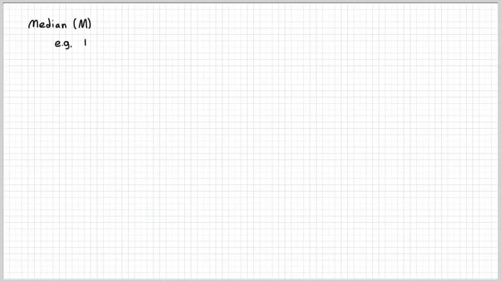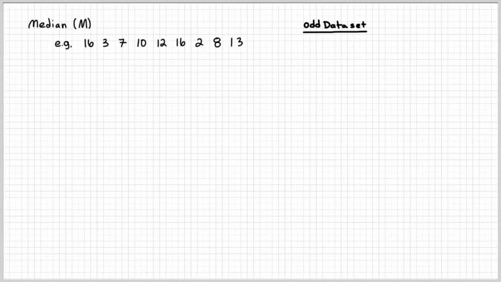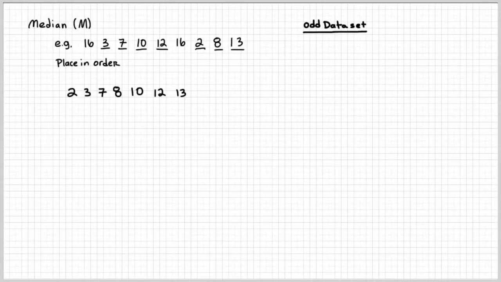Okay, let's look at another example. This time the data set will be odd. Again, we want to place the data set in order. What's our first value? That's right, 2, then 3, 7, 8, 10, 12, 13, and what else? And 16. Okay, so how are we going to find the median?